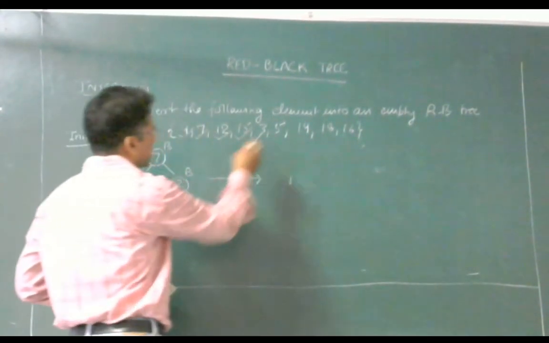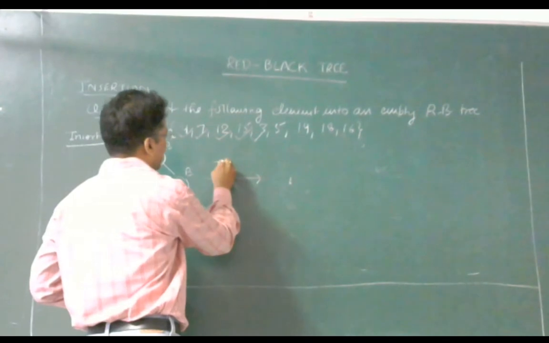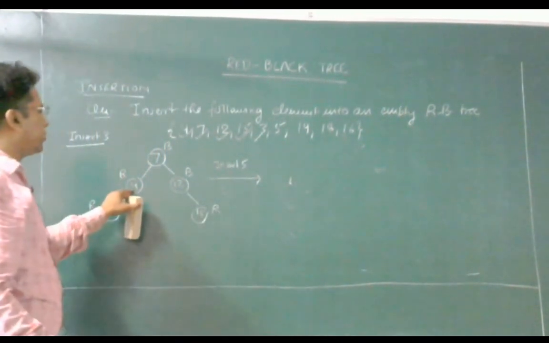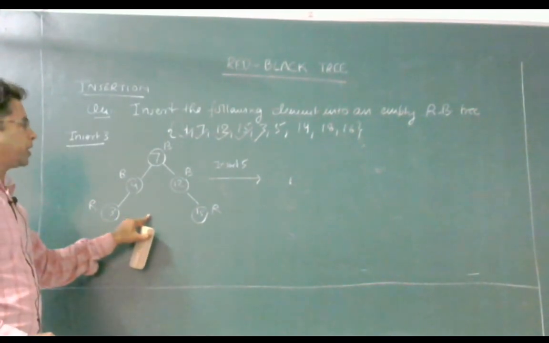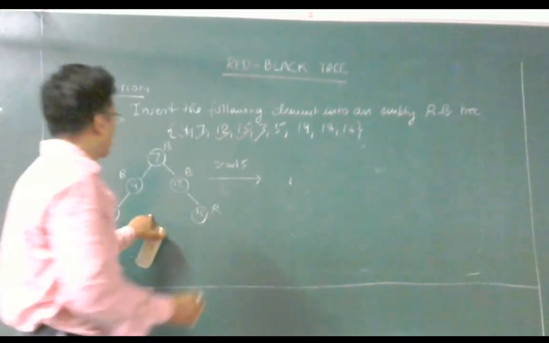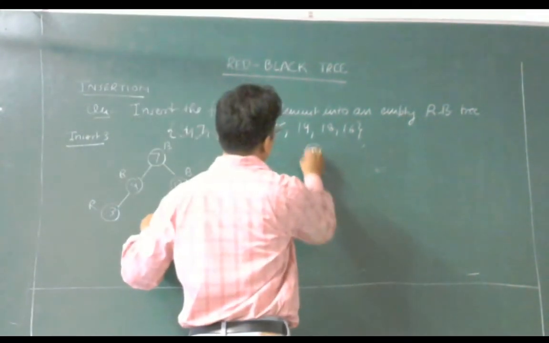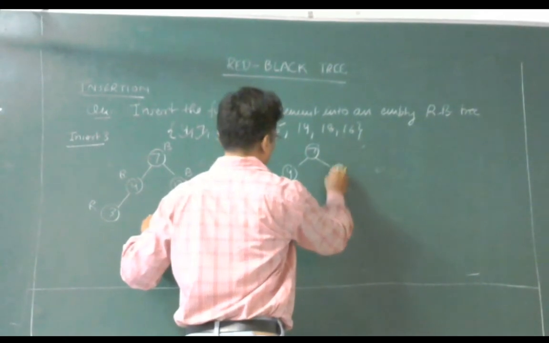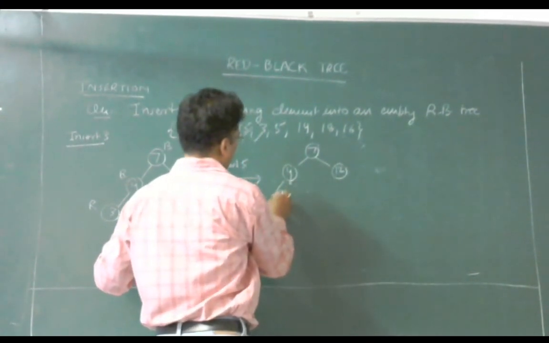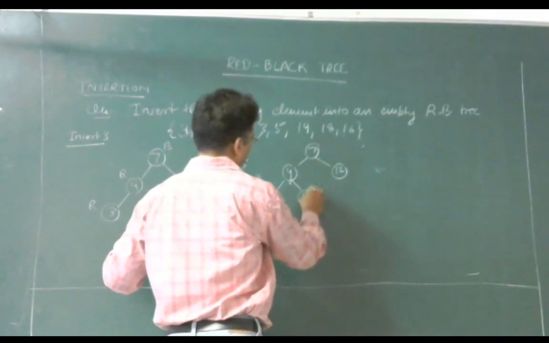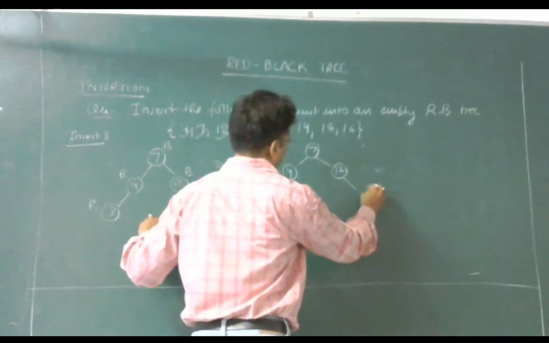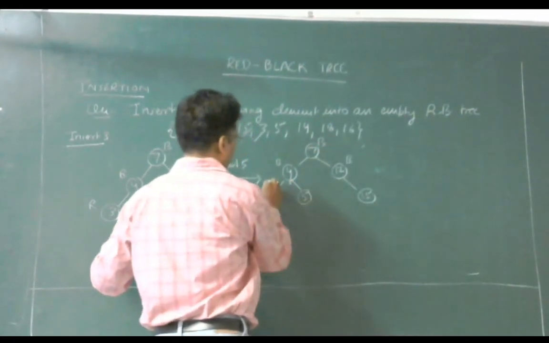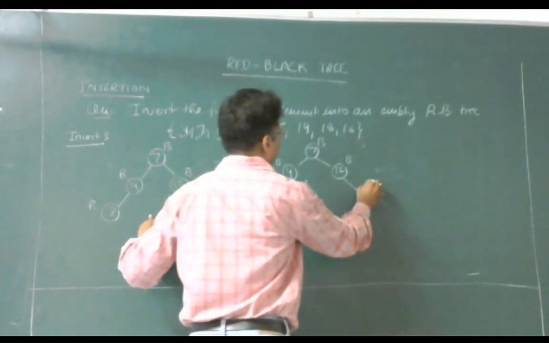After that we shall insert number 5. Since 5 is greater than 4, it would be the right child of 4. So after this it will appear like this: 7, 4, 12, 3, 5 and 15. So black, black, black, red, red, red.